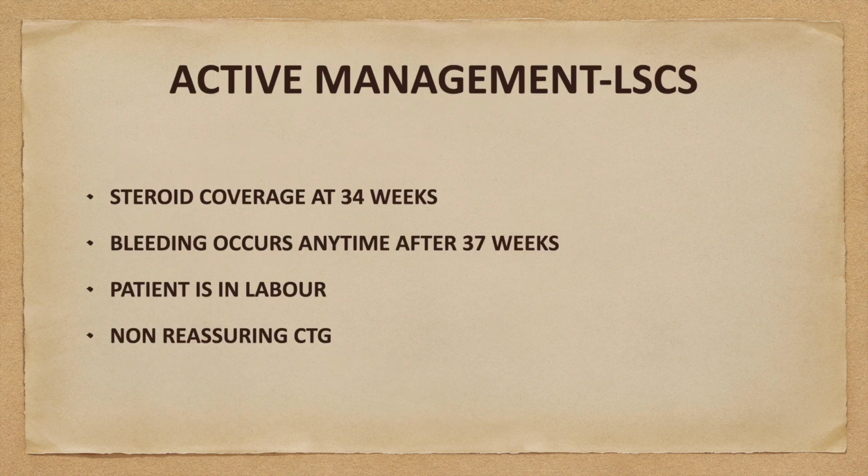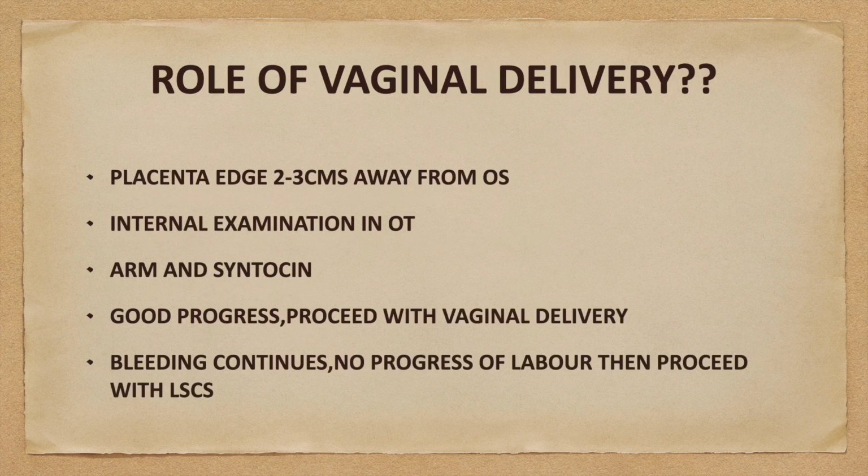Active management: always in a patient with placenta previa, lower segment cesarean section is the treatment. Steroid coverage is usually done at 34 weeks and in case bleeding occurs any time after 37 weeks, or if the patient is in labor, or in case of non-reassuring CTG, always do lower segment cesarean section.